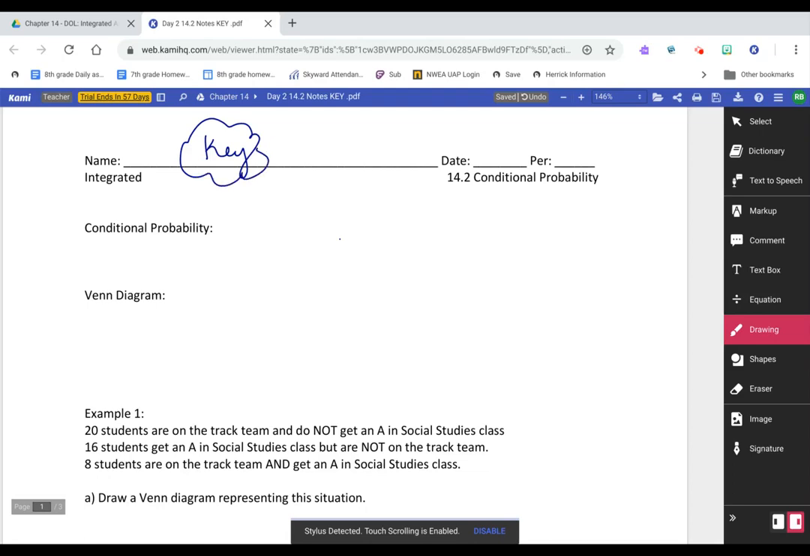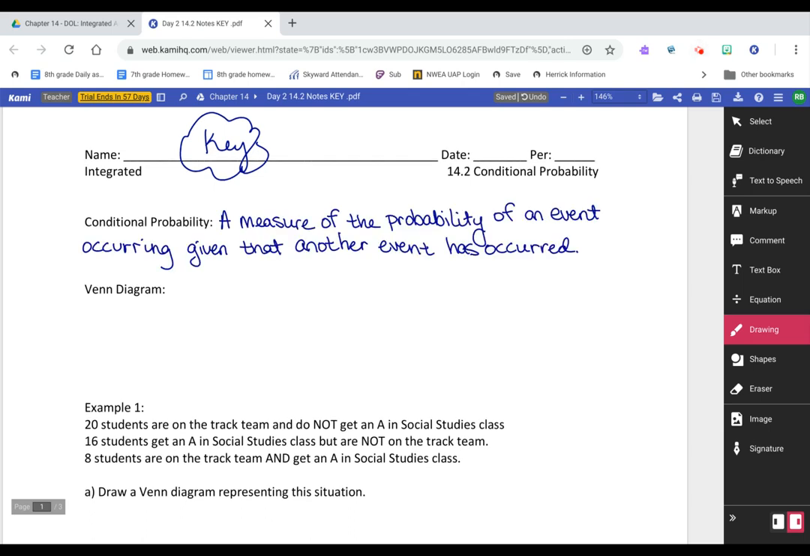Okay, notes for section 14.2 talks about conditional probability. So what is conditional probability? Conditional probability is a measure of the probability of an event occurring given that another event has occurred. So go ahead and pause and write that definition down.